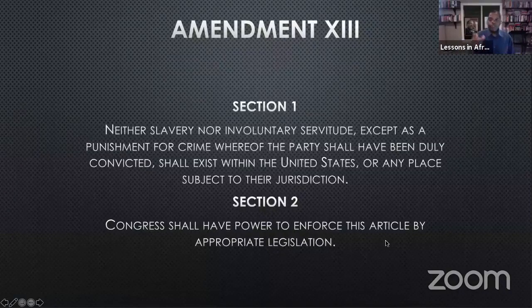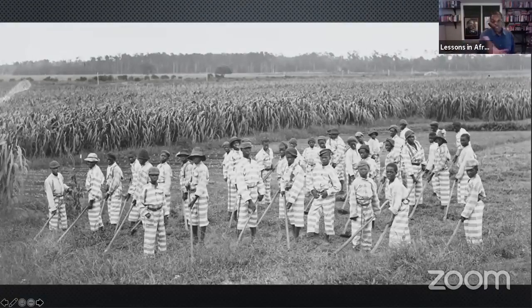I'm going to share my screen again and show you what this would eventually lead to. Because of the except clause, you would end up with what we call convict lease, where slaves that cost between $1,000 and $2,000 were now leased for a fraction of the cost. In this picture are orphans or youth offenders, now convicts, who were being leased to work a plantation. This is immediately after slavery. This process of using convict labor happened immediately after the end of slavery. So it's slavery by another name.